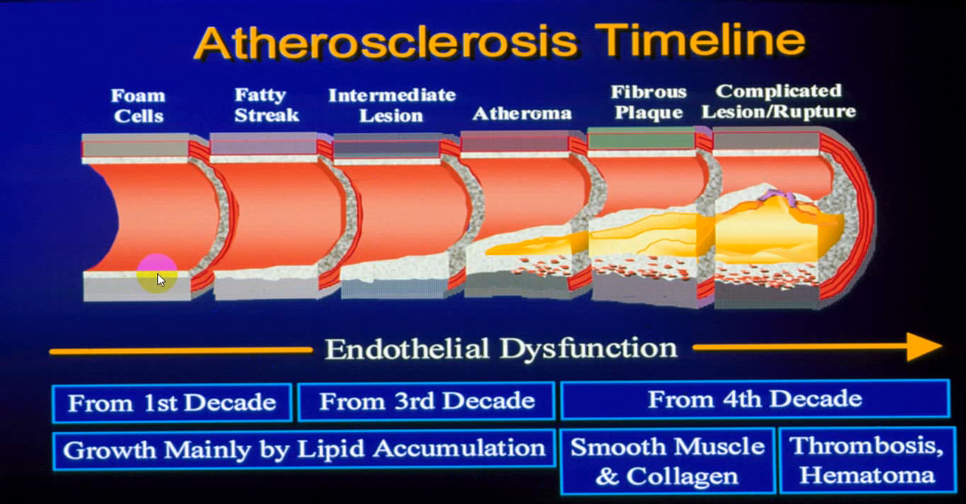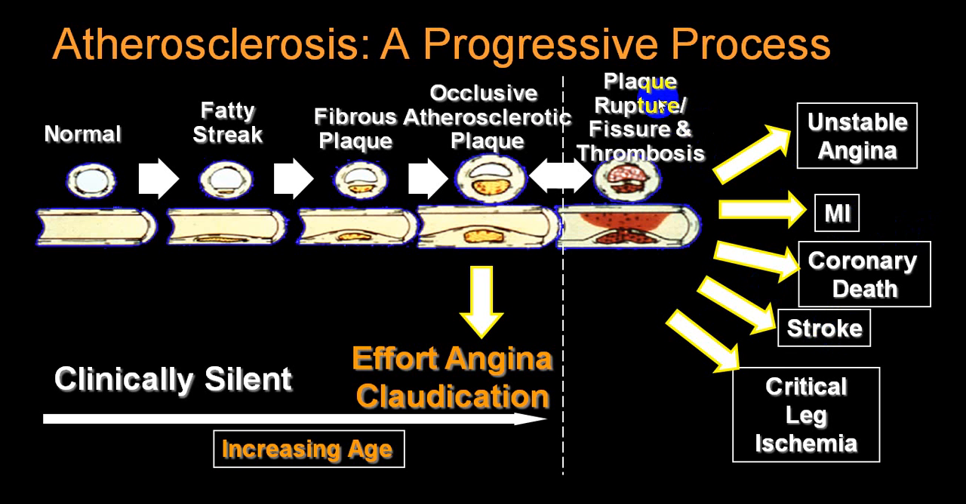This is normal. Then you get a formation of foam cells, fatty streaks, intermediate lesion, atheromatous plaque formation, fibrous plaque. The plaque gets thinned out and ruptures and gives rise to formation of a clot. This will take a very long time, but once this happens, you will start having symptoms and signs, or what we call complications because of atherosclerosis. So this will be all the complications once the plaque ruptures.